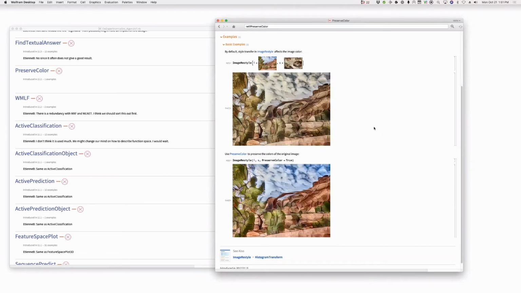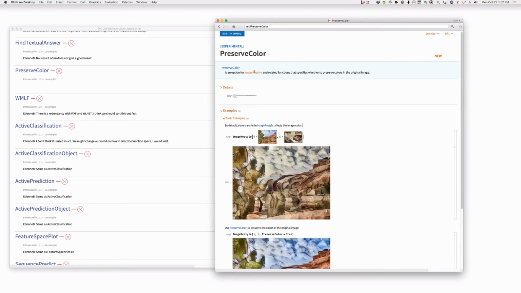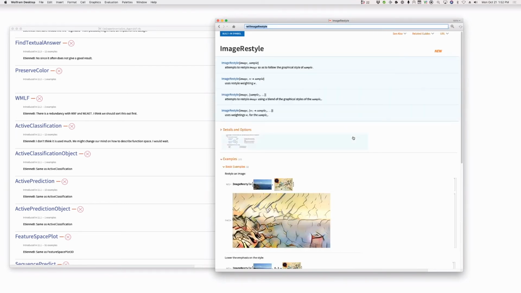Well, I don't know what to do with that option. By the way, some background noise. Somebody probably wants to put themselves on mute.